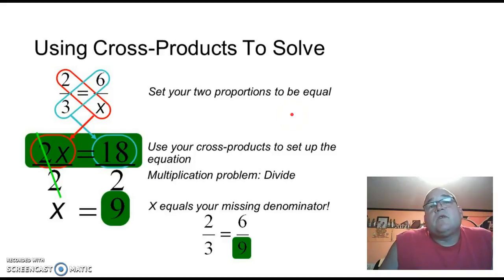You may have heard this before, it's talked about as cross multiply and divide, because that's what we did. But I want you guys to get used to setting up equations because they're not always going to be this simple.